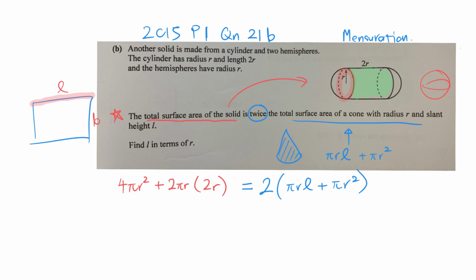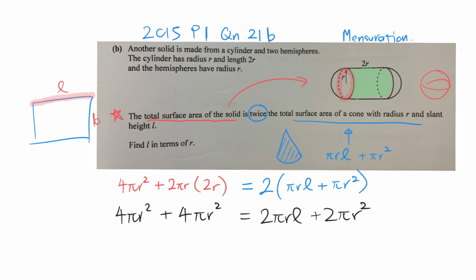So if you look carefully now, I'm going to use everything in black. Just multiply it out. This one will be 4 pi r squared, right? 4 pi r squared. Okay with that? Exactly the same. Okay, equals to 2 pi rl plus 2 pi r squared.